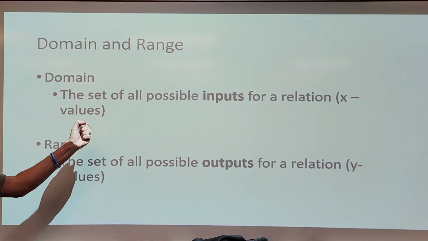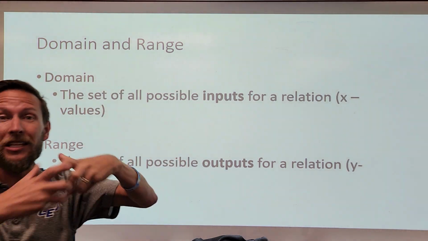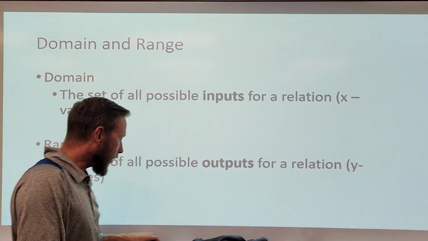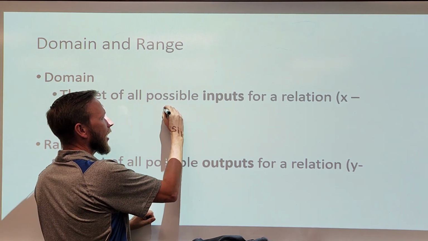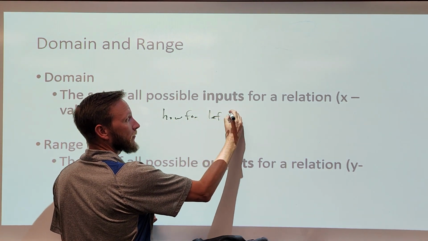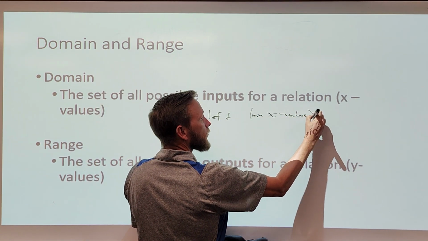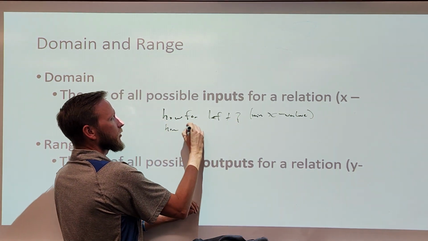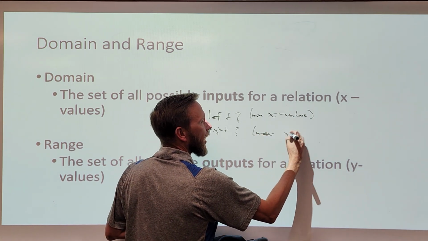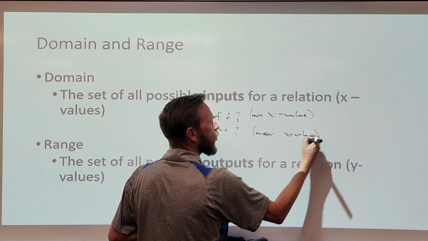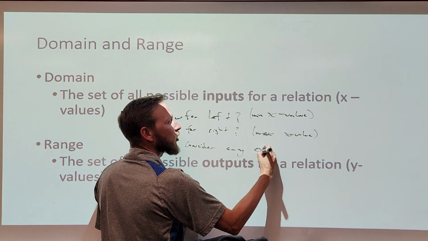And so let's think about what domain is. This is kind of a formal definition. It's the set of all possible inputs for a relation. What are the x values? The x values are our inputs. Now, the question that you want to ask yourself when you're looking at the graph is how far left, that's going to be your minimum x value, your min x value. You want to think how far right, that's going to be your maximum x value. And then you want to also consider, sorry for the writing here, any excluded values.